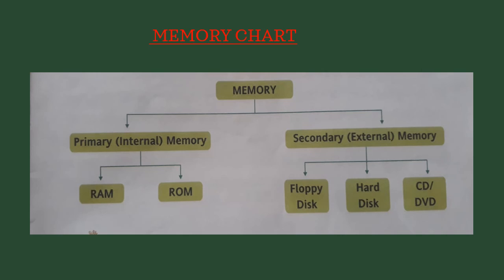Now see this memory chart. I told you that we have a main memory, and that memory has two parts. Further, this memory has two parts, the primary memory, or we can say internal memory, and secondary memory, or you can say external memory. And this primary memory also has two parts, RAM and ROM. And the secondary memory has three parts, floppy disk, hard disk, and CD and DVD. So these are the classification of primary memory and secondary memory.